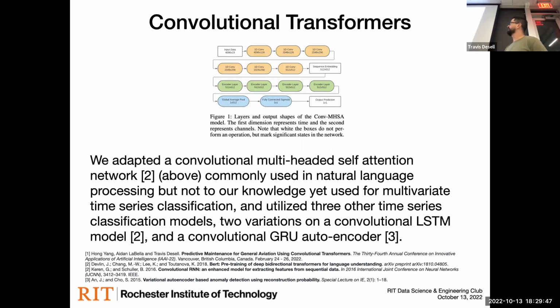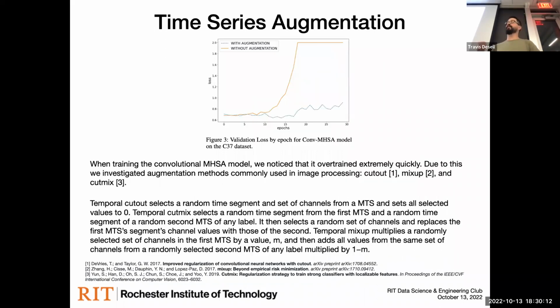We also compared it to two variations on just a kind of an LSTM model for classification, long short-term memory. If you don't know what LSTM is, if you've taken my neural networks class, you probably know it in detail. And a convolutional gated recurrent unit, GRU autoencoder. And again, if you haven't taken my neural networks course, you'll know all about these by the time you're done. As comparison.